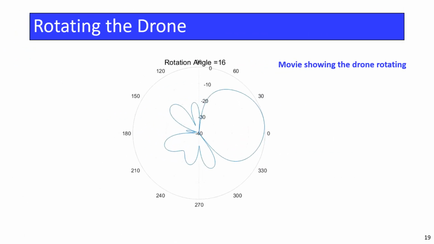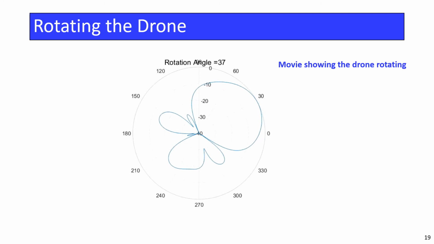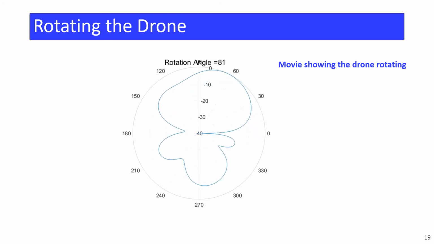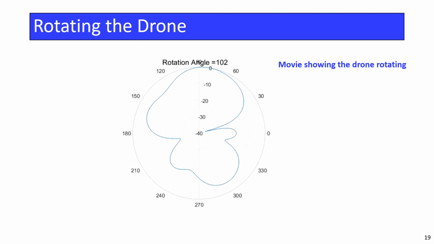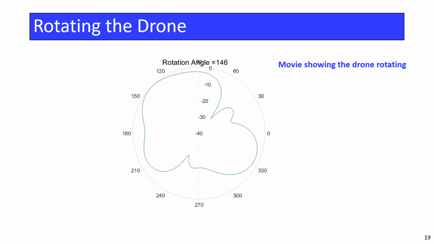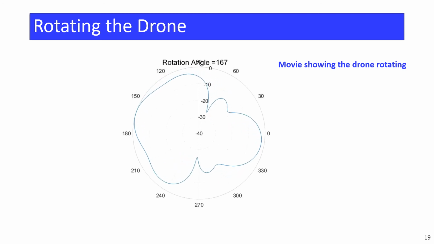This animation shows the pattern evolution as a function of the rotation angle. This better illustrates the information suggested by the plots in the previous slides. Indeed, one can observe that the good pattern shape was maintained for rotations within the plus or minus 30 degree range.